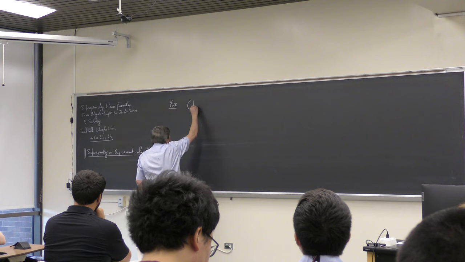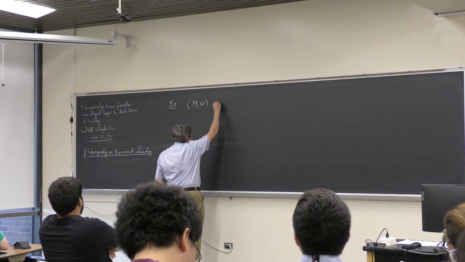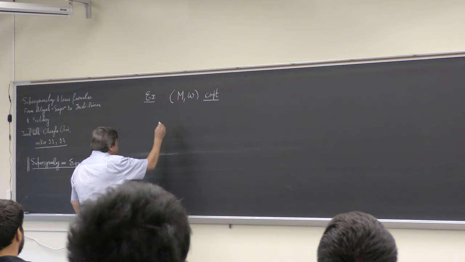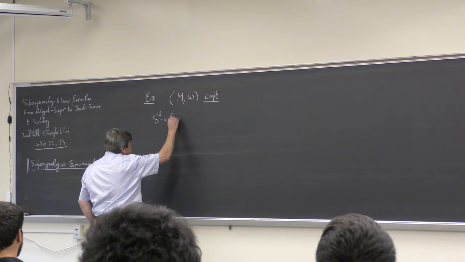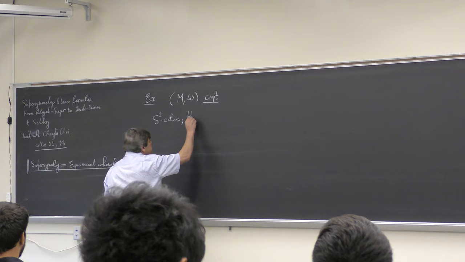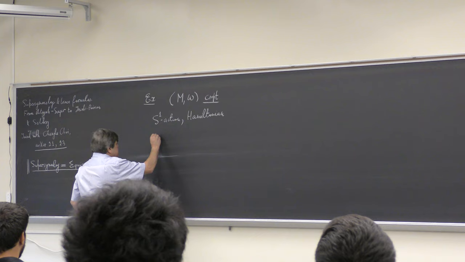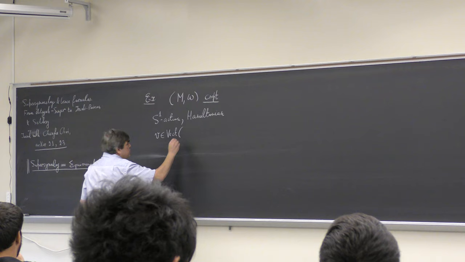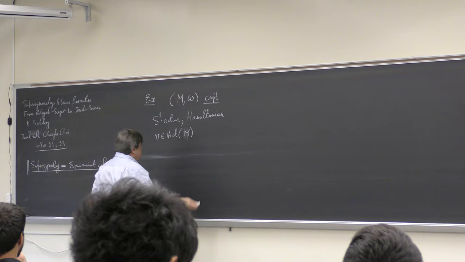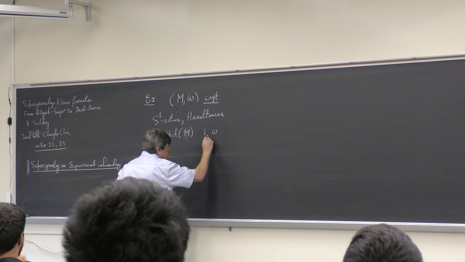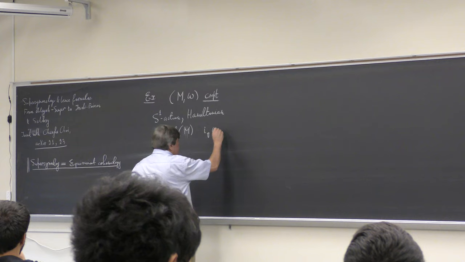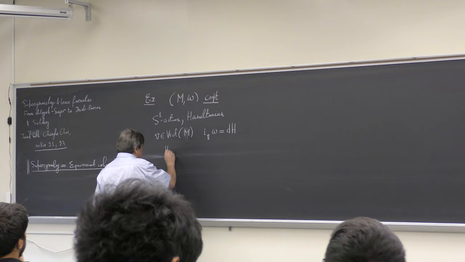So suppose we are given a compact symplectic manifold M with symplectic form omega. And suppose there is a circle action, an S1 action, and suppose this action is Hamiltonian. Then this means that there is a vector field generated by this action. Hamiltonian means that if you take the symplectic form and consider its contraction with this vector field, which is a one-form, this one-form is exact, dH, where H is a Hamiltonian function.